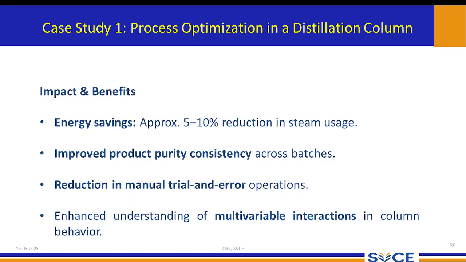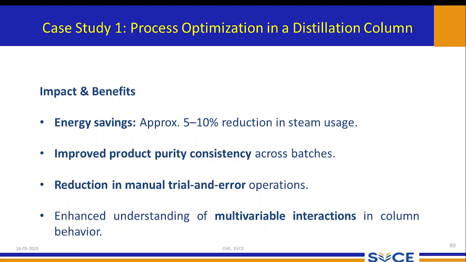And what are the impacts and benefits? The energy saving is 5 to 10%, with improved productivity. So what is the advantage of using advanced data analytics in chemical processes? That will help you save about 5 to 10% reduction in energy. Okay, so energy saving is almost 5 to 10%.